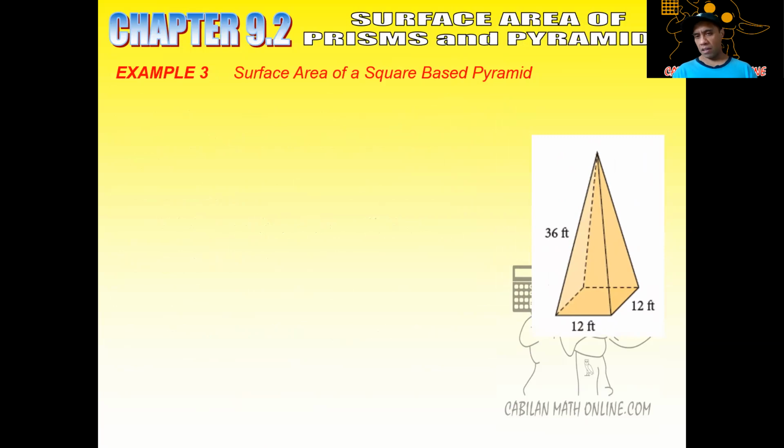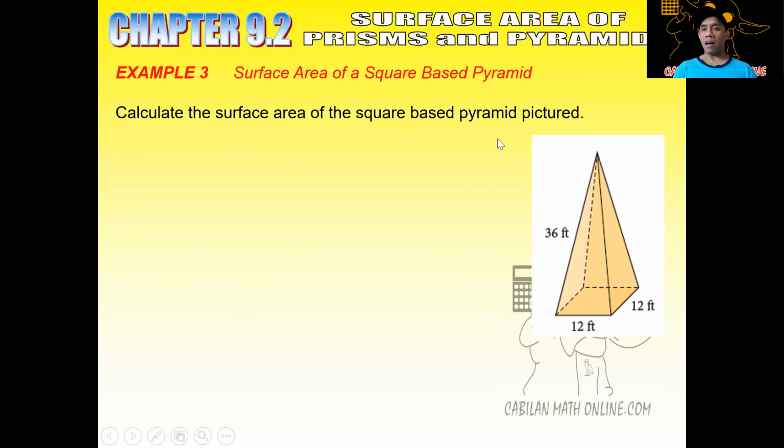I want you to see if there's anything missing. All right, now what's confusing about this one is that 36. That 36, in terms of where it is in this diagram, is actually the slant length of the triangular face that you see in front. So we are missing something, and what we are missing here is actually the slant height.